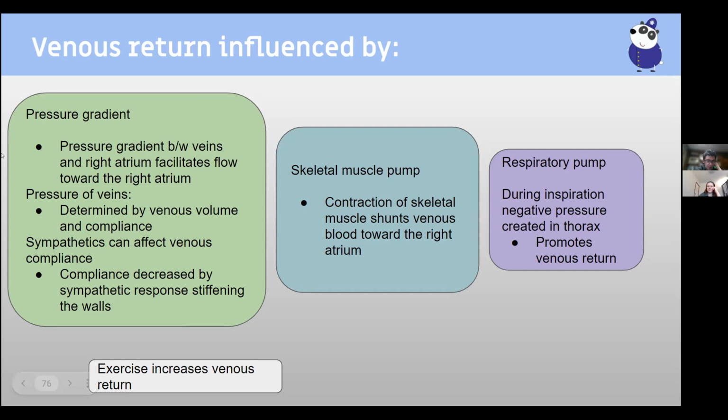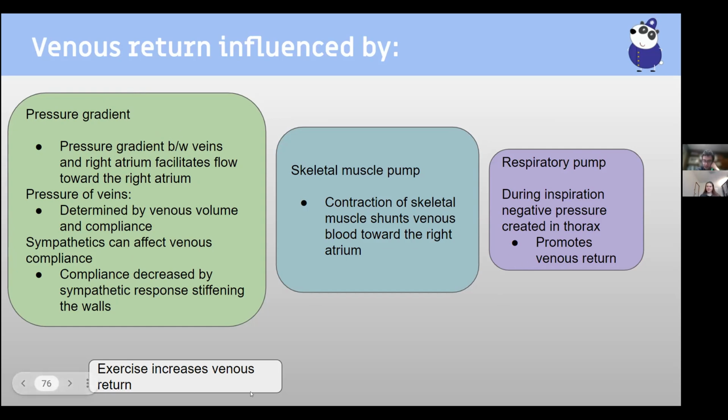The pressure of veins is determined by the venous volume and the compliance of the veins, and the sympathetic system can affect compliance. Compliance is decreased by the sympathetic response, which stiffens the walls. So you need to know pressure gradient leads to venous return, and the skeletal muscle pump. When your legs are contracting, you're pumping the veins up towards the thorax because it has to oppose gravity. And during inspiration, you don't need to know about negative pressure, but just know the pressure in the right atrium decreases, so it promotes venous return.